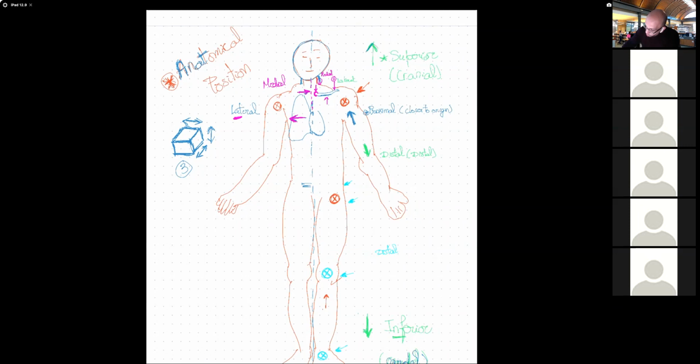So I need to differentiate between what's up and what's down. What's going out, what's directed in. And we use, in order to tell whether a body part is directed outwards or inwards, the terms medial and lateral. If I'm directed towards the midline of the body, it's gonna be medial. If I'm directed away from the midline of the body, it's gonna be lateral.